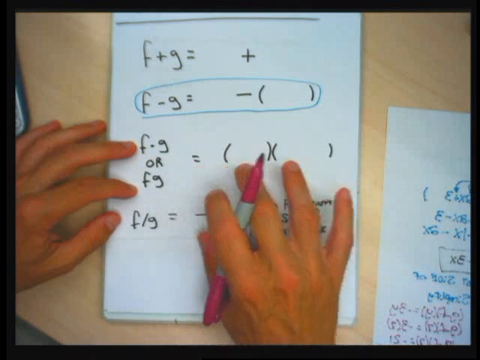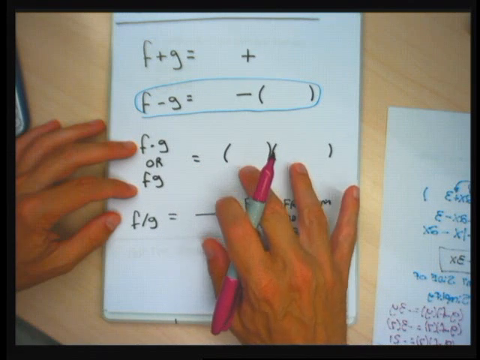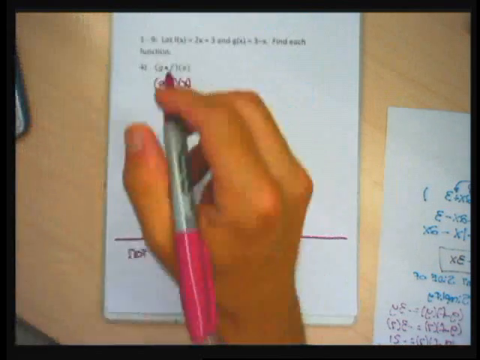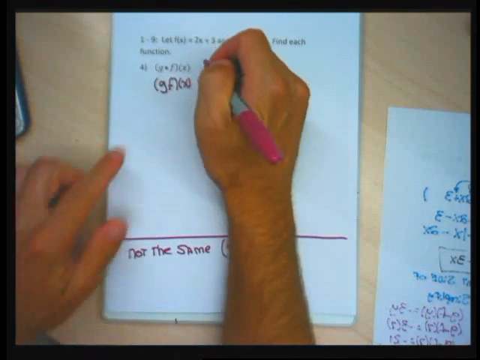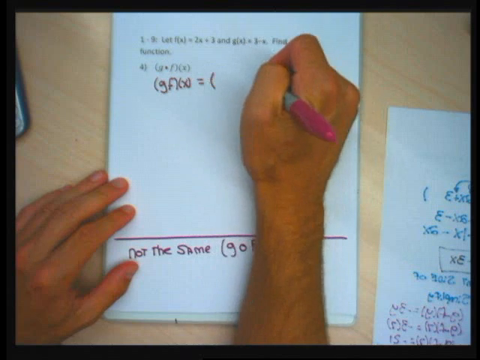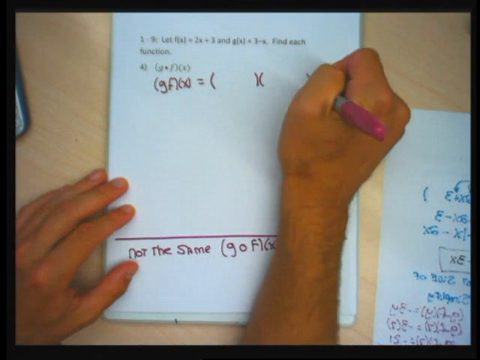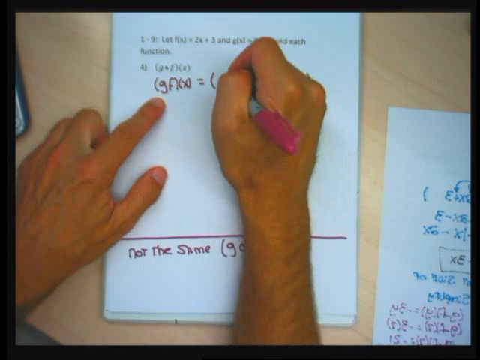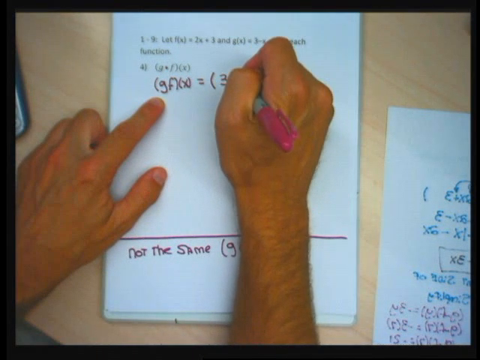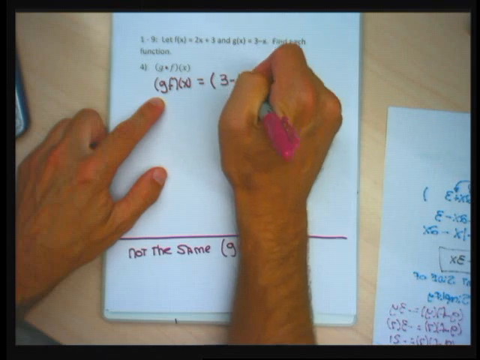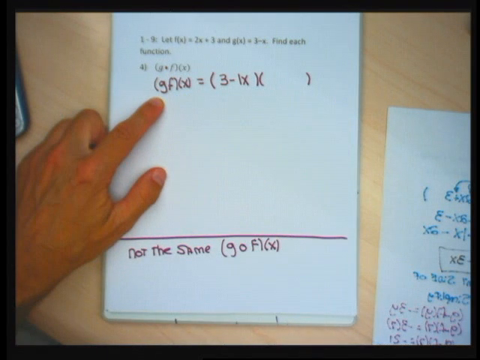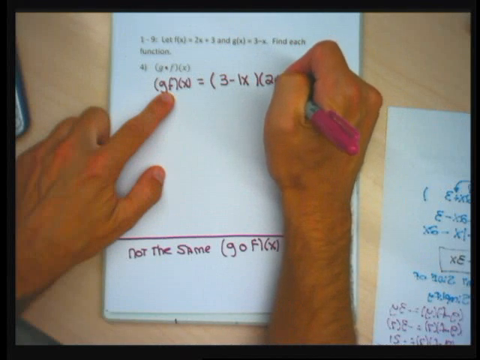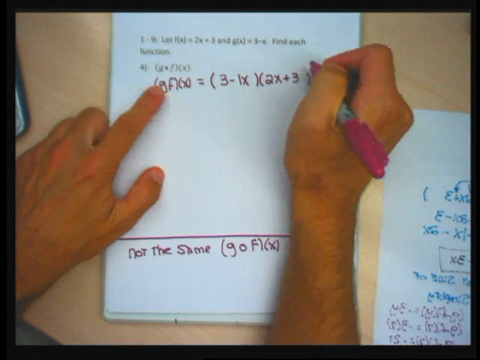So when I go to do f times g, in this case g times f, I'm going to write an equal sign and I'm going to create 2 parentheses. Inside the parentheses, I'm going to put the right sides of the functions. So to do g times f of x, with or without the dot, I form 2 parentheses. Inside the first parentheses, because g is written first, I write the right side of the g function. I'm going to emphasize that the x there has a 1 in front of it. The second parentheses, I put the right side of the f function, which is 2x plus 3.